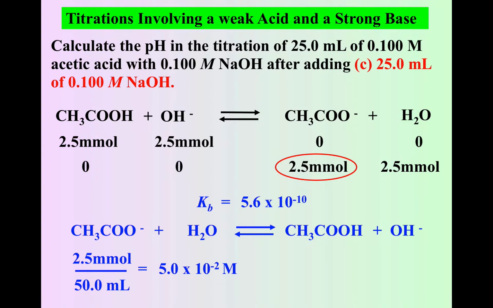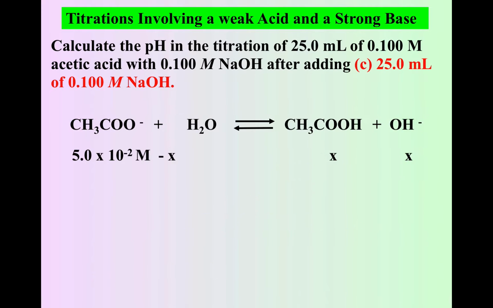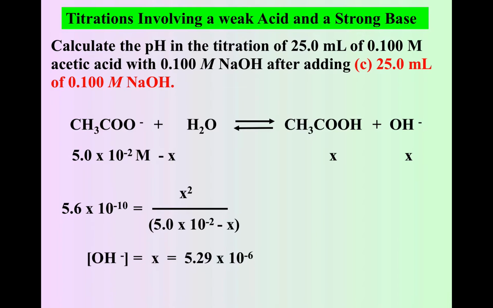It's a Kb problem, so I'm going to lose X amount of acetate, make X amount of acetic acid, and X amount of hydroxide. So plug those equilibrium concentrations into the law of mass action. Again, water is excluded. And I solve for X. X is equal to the hydroxide concentration. Take the negative log and get the pOH. Subtract from 14 and get the pH.